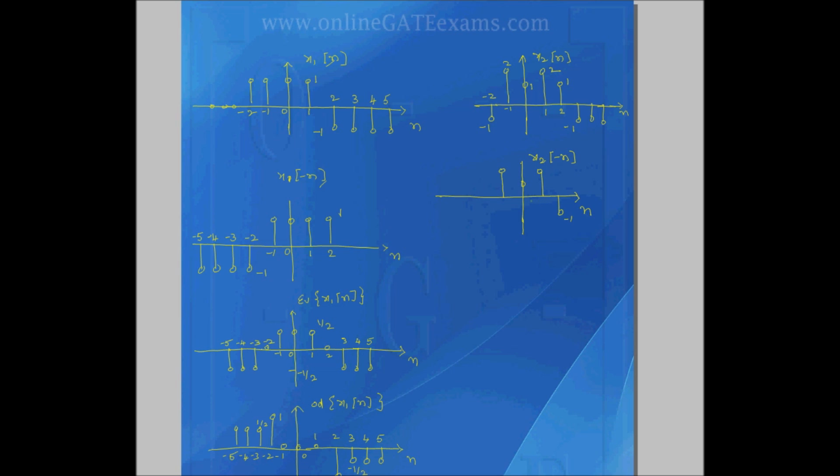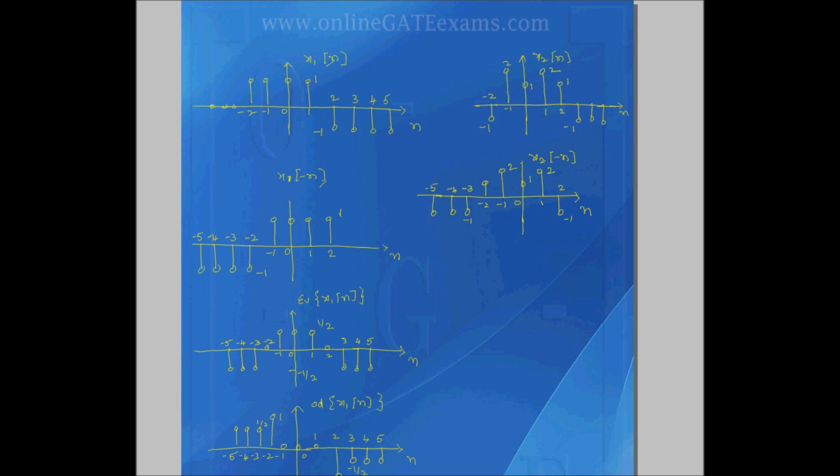So this is minus 1, 0, 1, 2, minus 1, minus 2. At minus 3 it will be minus 1, at minus 4 it will be minus 1, at minus 5 it will be minus 1. So minus 3, minus 4, minus 5, it is minus 1. These amplitudes are 2, 2, 1 and minus 1. So this is our x2 of minus n.